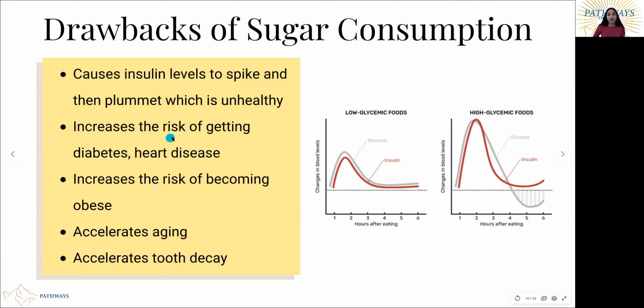So this increases the risk of getting diabetes and heart disease. It increases the risk of becoming obese. It increases aging, and it also accelerates tooth decay. So sugar has a lot of pluses, but it also has a lot of drawbacks, depending on what type of sugar you're eating.